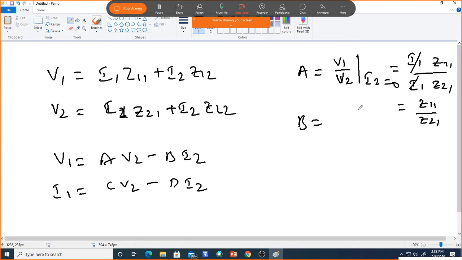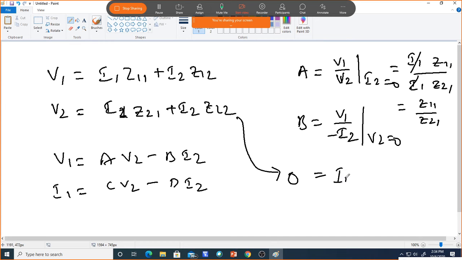Similarly, what is B? B is V1 by I2 when V2 equal to 0, that is minus I2. So now find V1 by I2 when V2 equal to 0. Put V2 equal to 0 in this equation: 0 equal to I1 Z21 plus I2 into Z22. So now I1 Z21 will be equal to minus I2 into Z22. Now put in the equation for V1: V1 equal to I1 Z11 plus I2 into Z12.